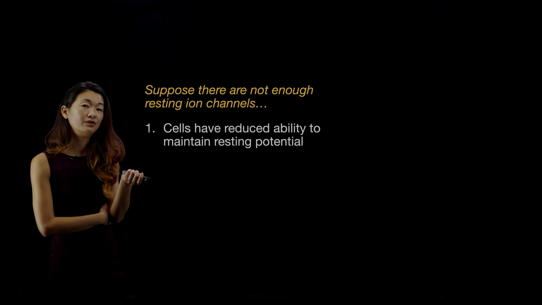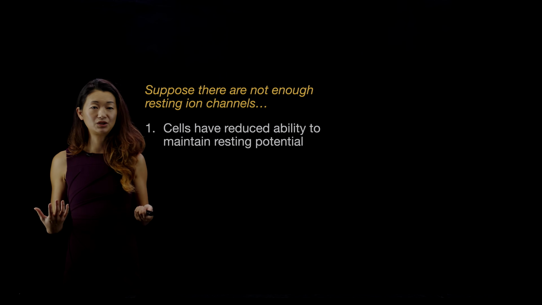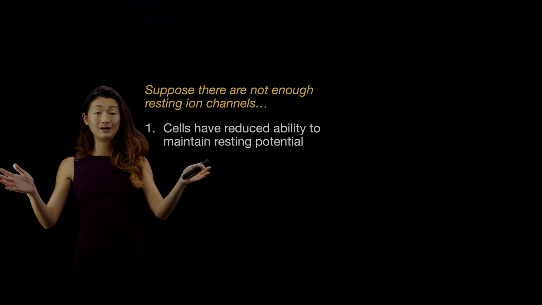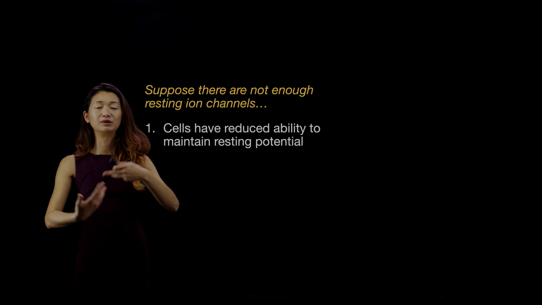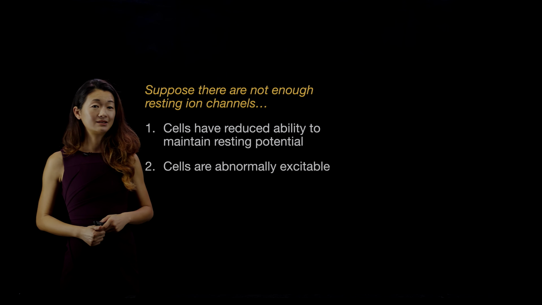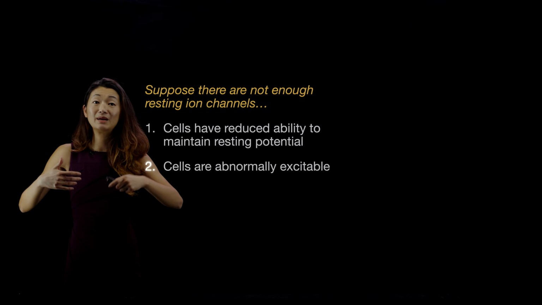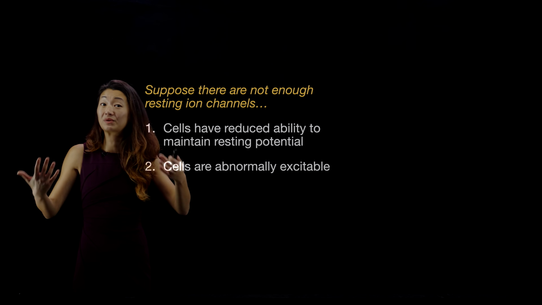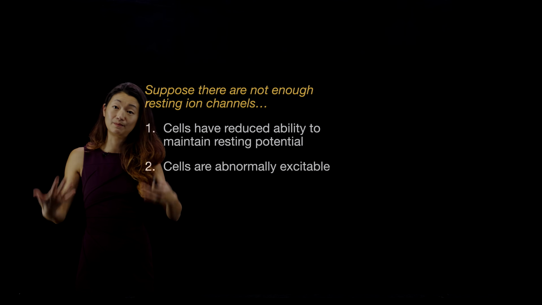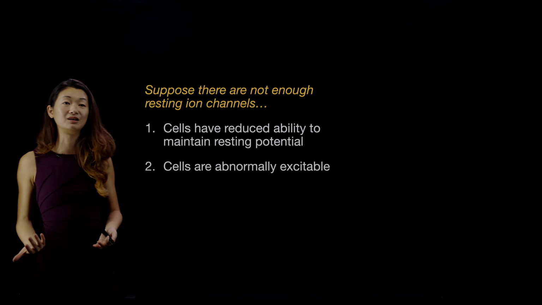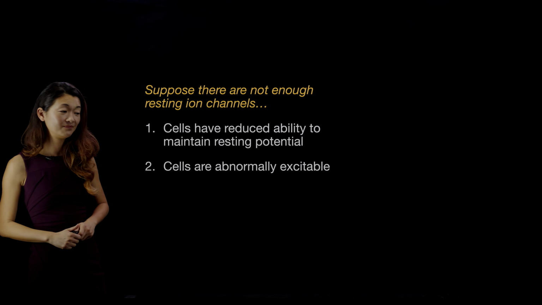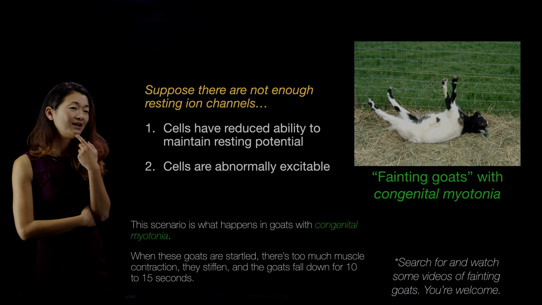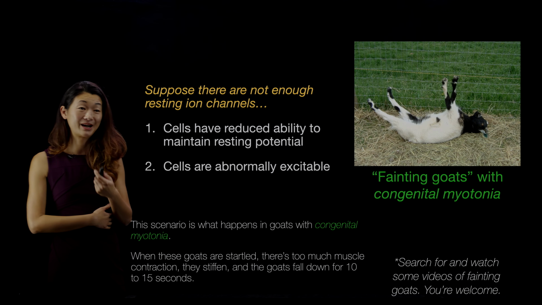So, for example, you might reason that cells now have a reduced ability to maintain the resting potential, because the resting potential is predicated on the assumption that all of these potassium doors are open and the potassium comes in and out as it wants and reaches an equilibrium. The other thing that's going to happen is the cells might become abnormally excitable because they're not able to return to the normal resting state like they normally would, right? If it got excited, it wouldn't be able to come back as quickly as it should, as it normally would in a different cell if there were enough resting ion channels, okay? So this seems like a slightly silly scenario until you realize that there are actually goats that have this condition. This is what's called the fainting goats with congenital myotonia.